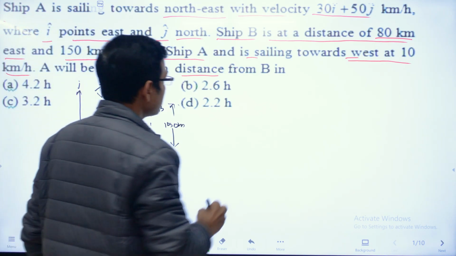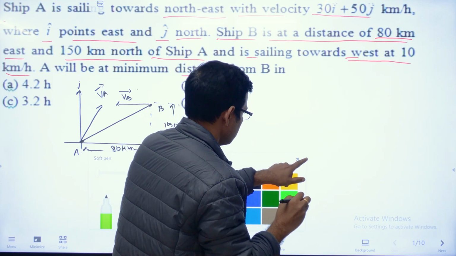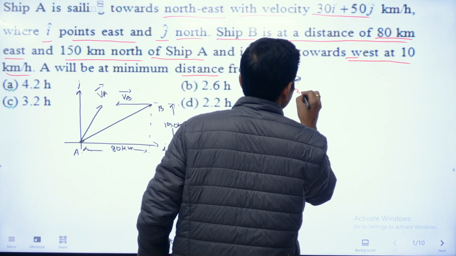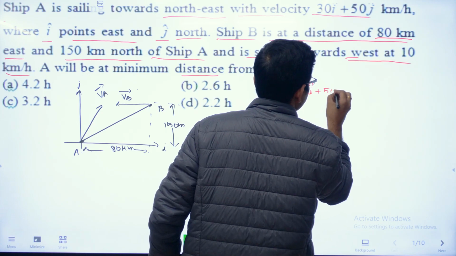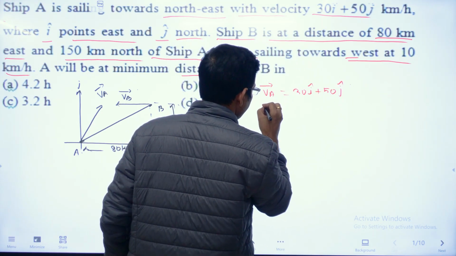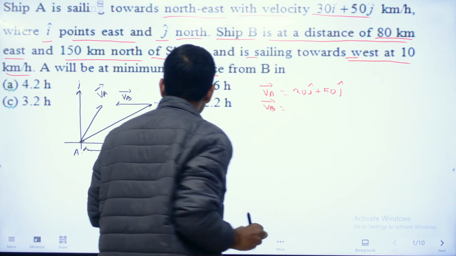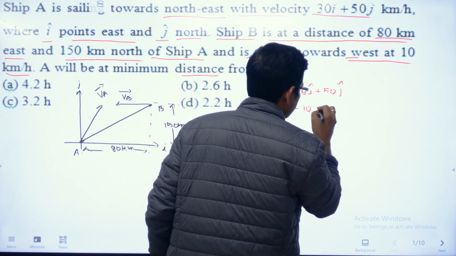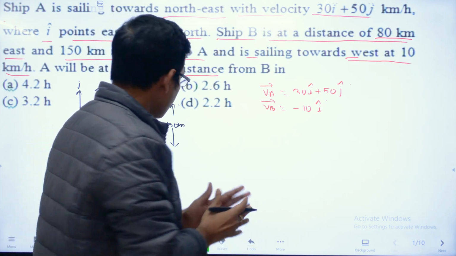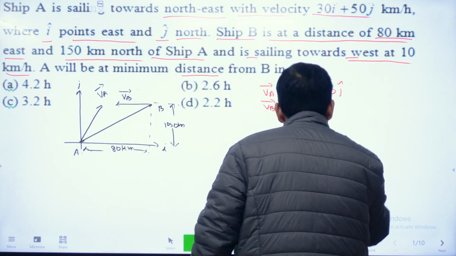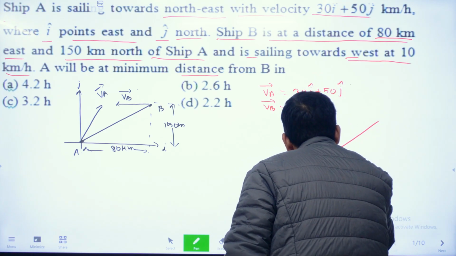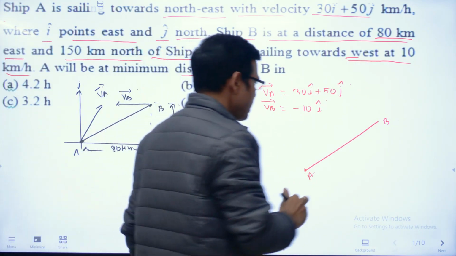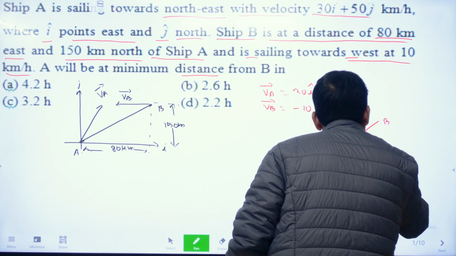So first we will write the velocity of A. V_A is given as 30i plus 50j, and the velocity of ship B is moving towards the west, which means it will be minus 10i. We can draw a rough diagram. Suppose this is A and this is B. I have denoted this by a vector named R.